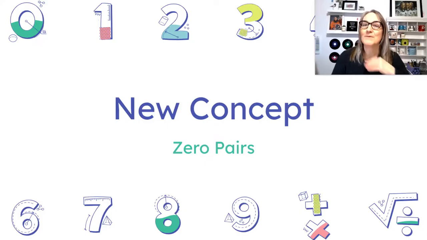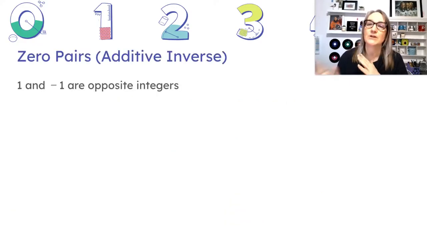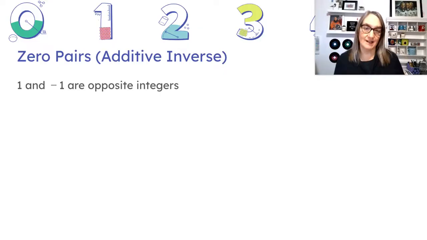All right, now that we've reviewed what we already know about integers, let's dive into a new concept, zero pairs. Let's build on what we just reviewed. We'll start by thinking about the two integers, 1 and -1. These are opposite integers, meaning that they're both exactly the same distance away from 0 on the number line, just in opposite directions. We can model them on a number line like this.